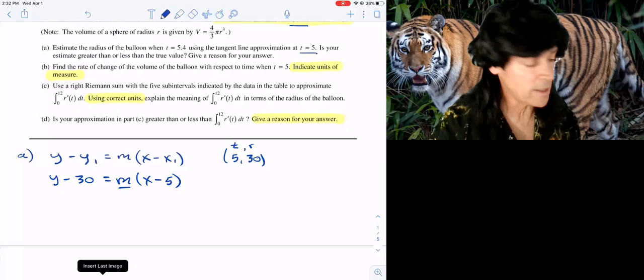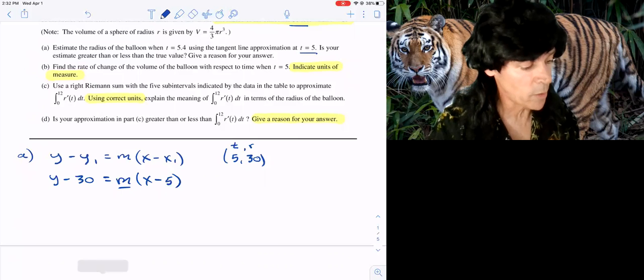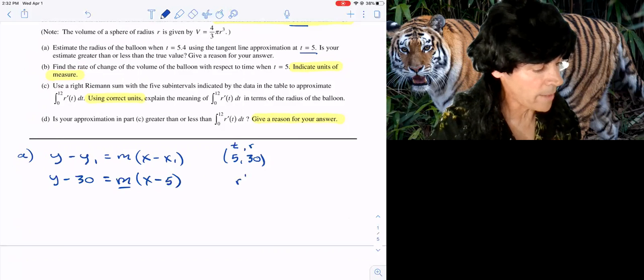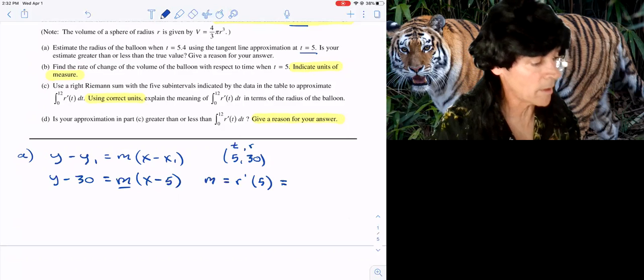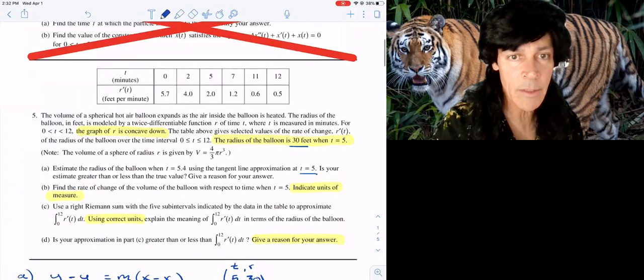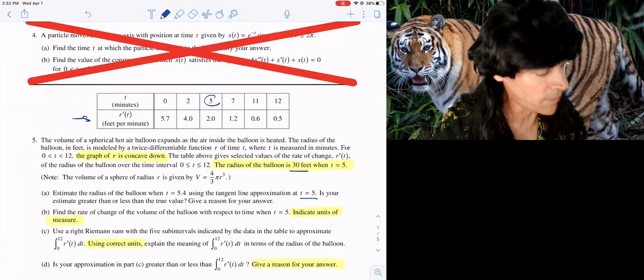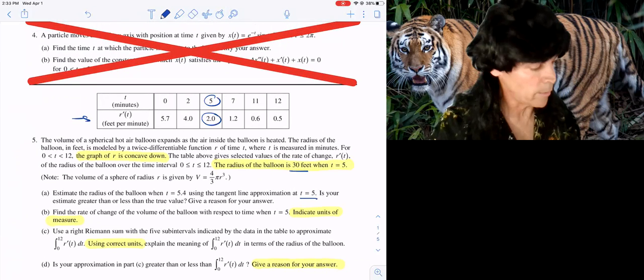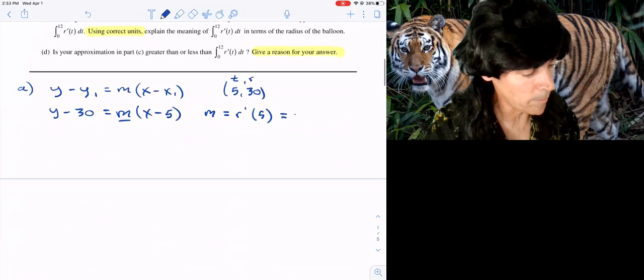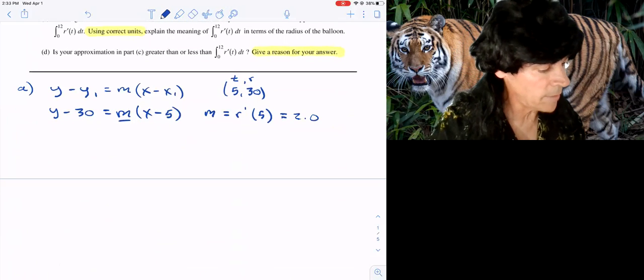Okay, now I got to figure out, well, this is really giving me a radius. That's my equation. It's going to estimate the radius. So I'm really looking for r prime at 5. That's going to be my m. So I'm going to go up here. Darn it, I hope they gave that to me somewhere. But there it is. It's in the table right there. r prime, there's 5. 2.0 is my number. There we go, 2.0. So I'm going to plug that in for m.